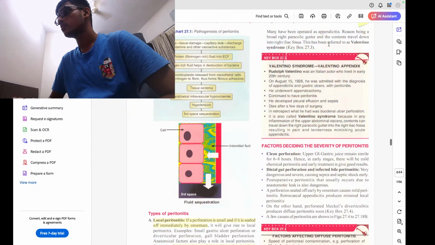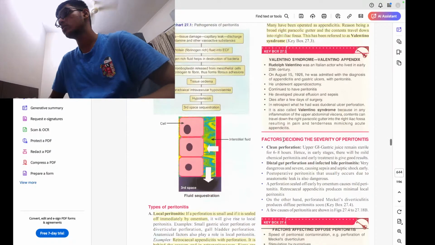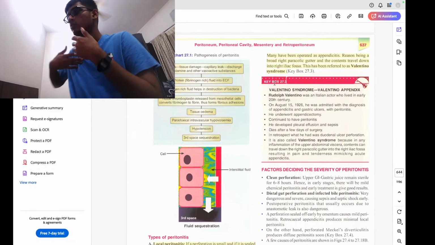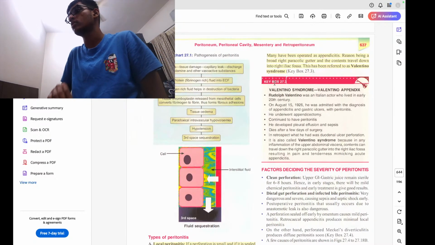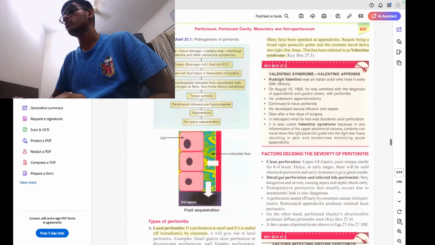Reason being, a broad spectrum of contents travel down to the right iliac fossa, thus Valentino syndrome. So again, duodenal ulcer perforation can manifest as severe pain in the right iliac fossa mimicking appendicitis. It is because from the appendix it will come down via the right paracolic gutter, travel down into the right iliac fossa, and is referred to as Valentino syndrome.